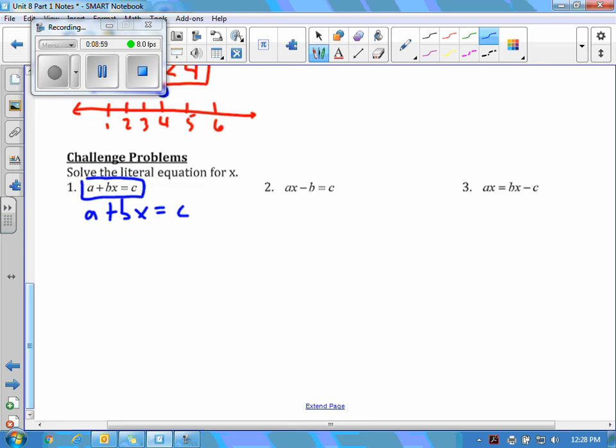So the first thing I need to do is subtract a from both sides. So I'm going to have bx equals c minus a. I'm just moving that a over because I want x all by itself. Now I have bx, which is multiplication, b times x. So to undo multiplication, I'm going to divide on both sides. I want x by itself, so I'm going to divide by b to get rid of it. So then x equals c minus a over b.